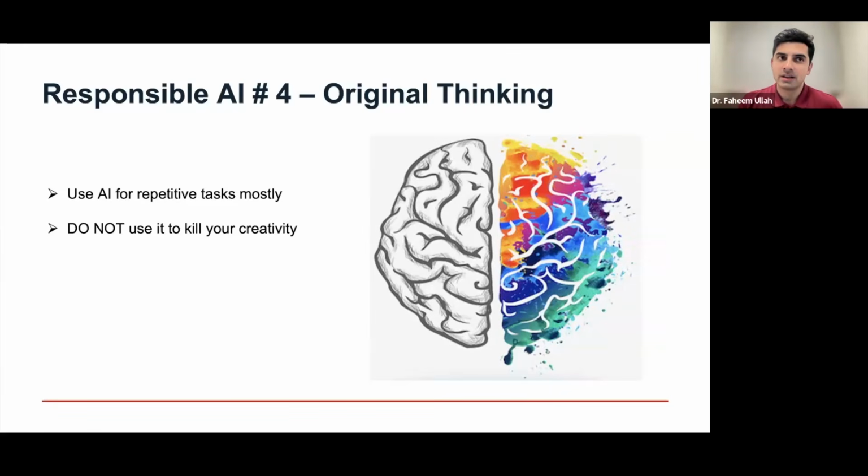Okay, the next part is about the originality of thinking. Generally, my suggestion is to use AI when there is some repetitive task. Do not use it when there is a task that requires critical thinking, that requires you to think deeply and go down into it, because that process in itself is a learning process.